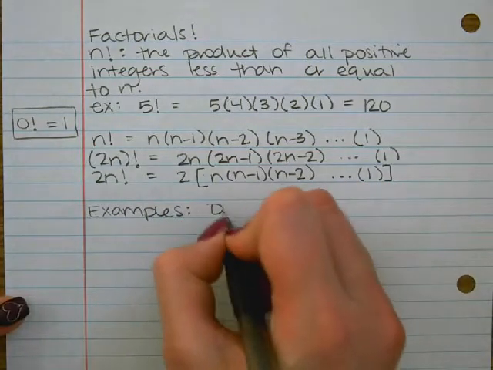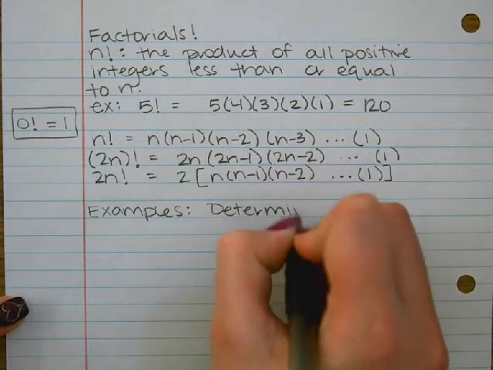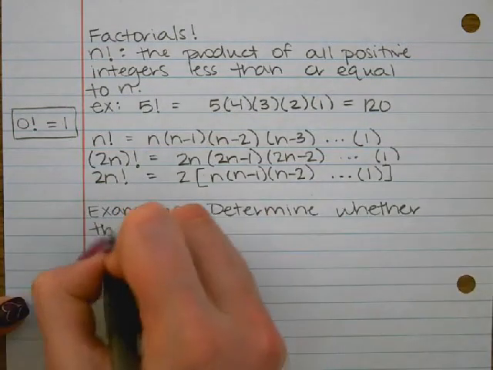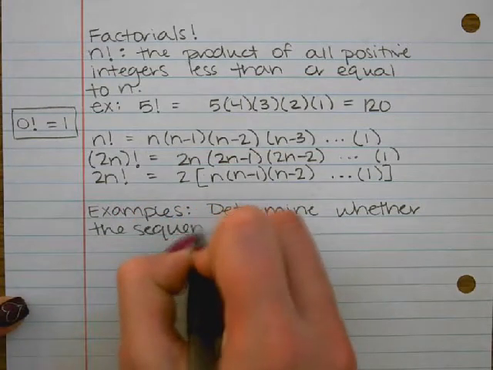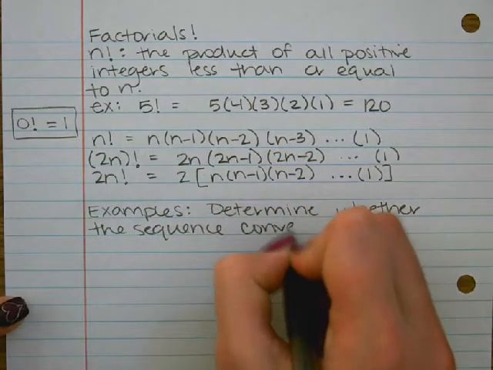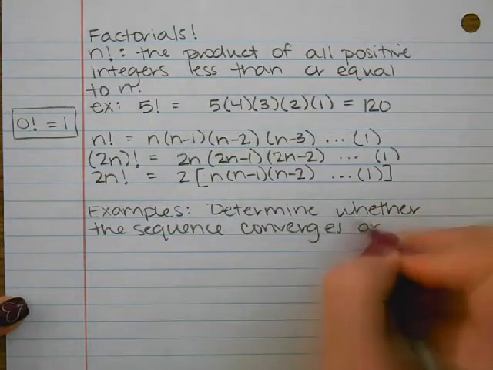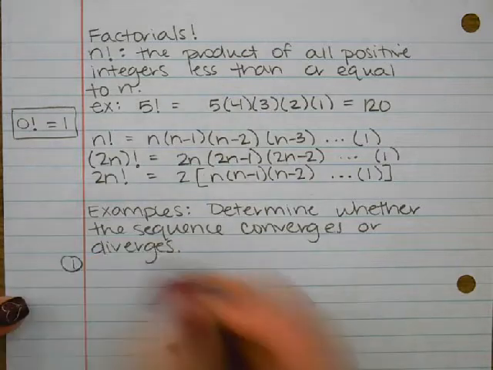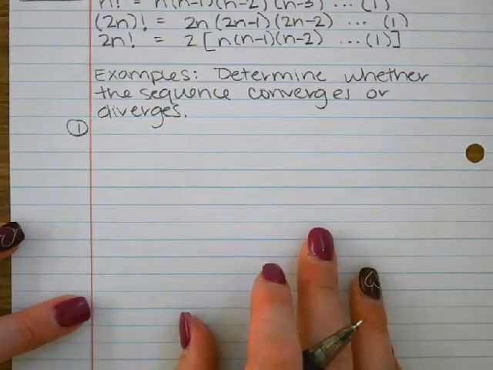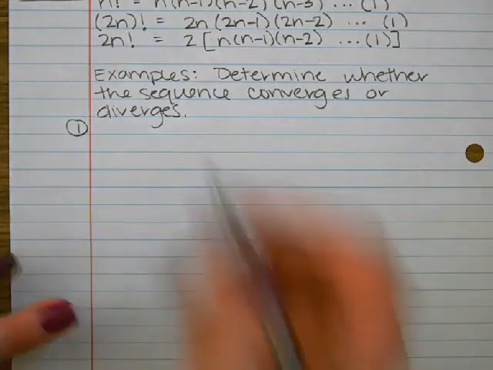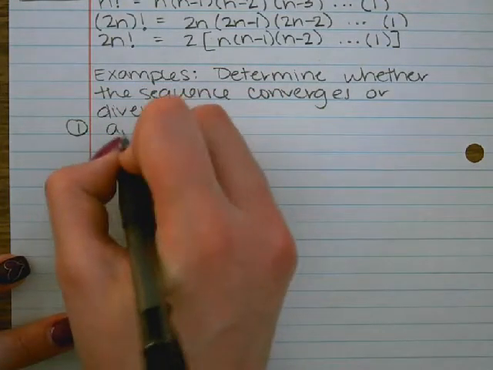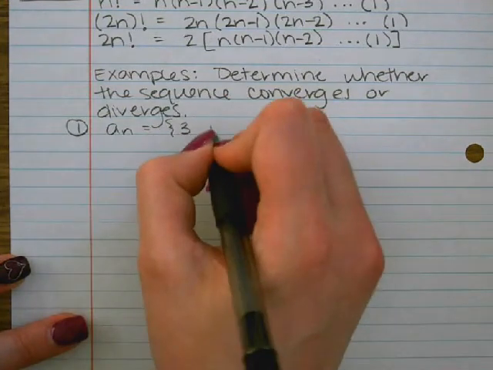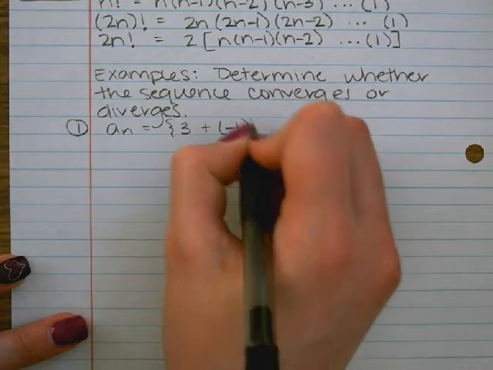We're going to determine whether the sequence converges or diverges. So for our first example, the pattern that we're going to look at is a sub n equals 3 plus negative 1 to the n.